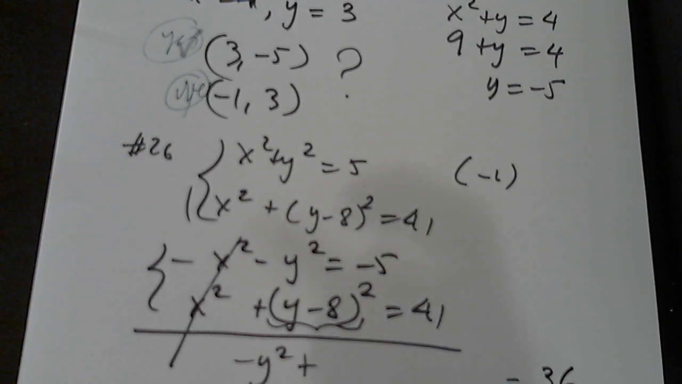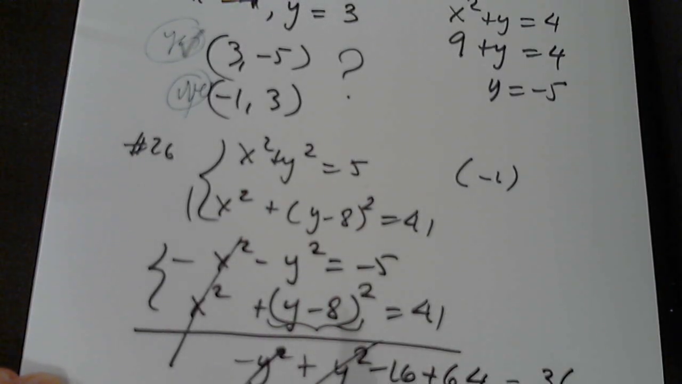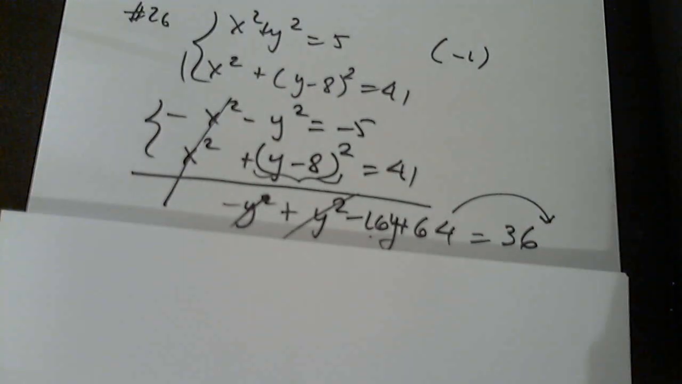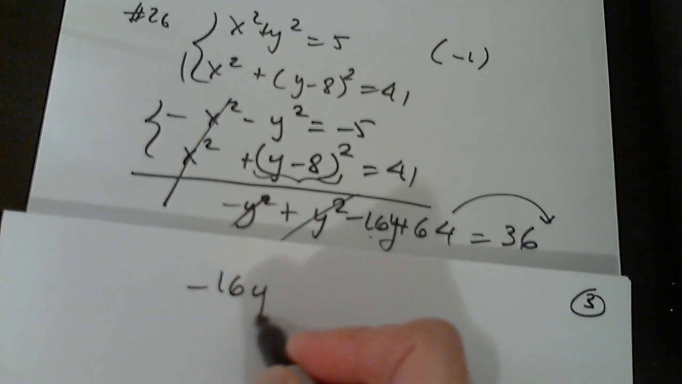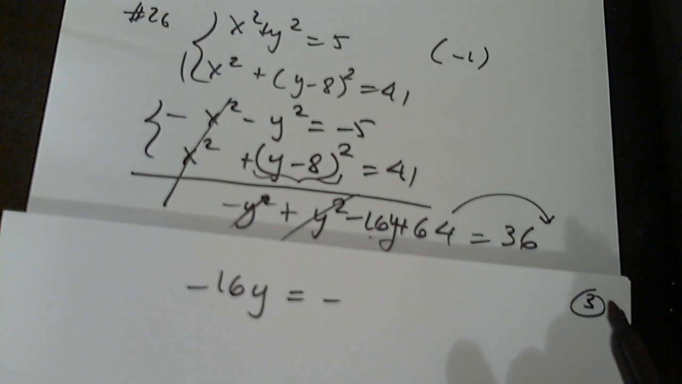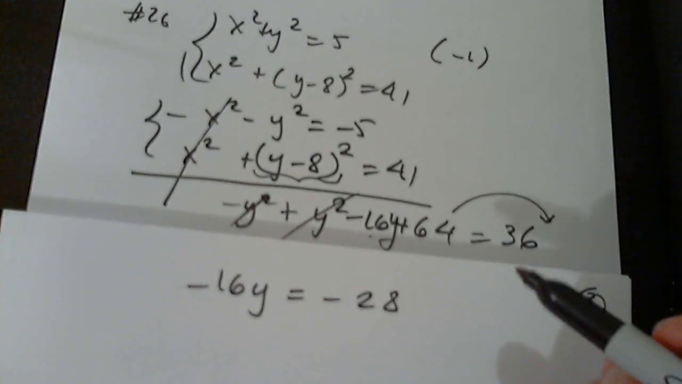Is it y squared minus 16y plus 64? Excellent. Very good. Look how nice. It became a linear equation. All I have to do is move 64 to the other side and then divide by -16. Good. So -16y equals 64 minus 36 is negative, what is it? Is it 28? Good.